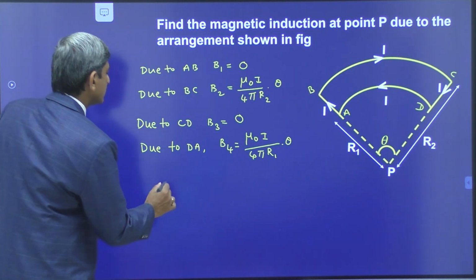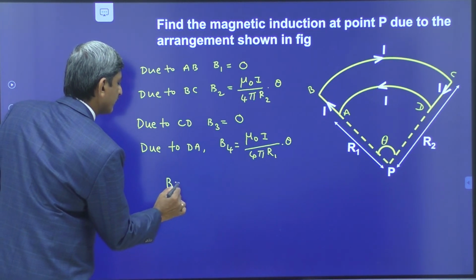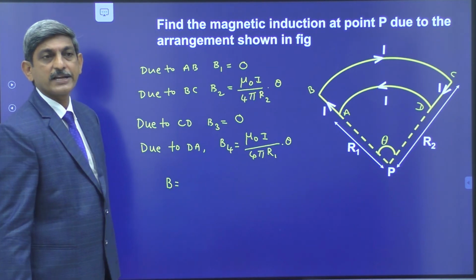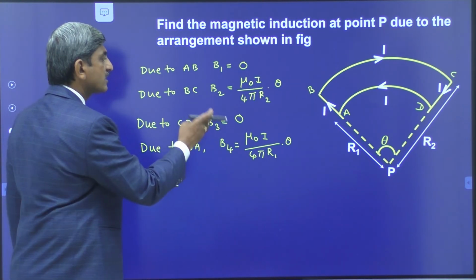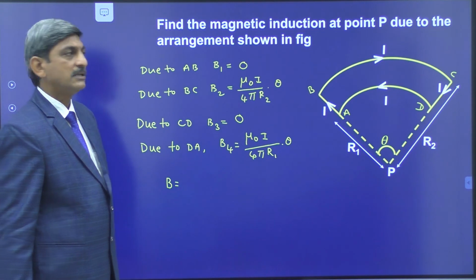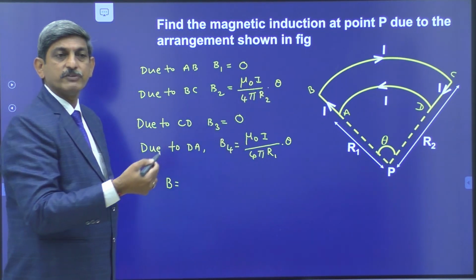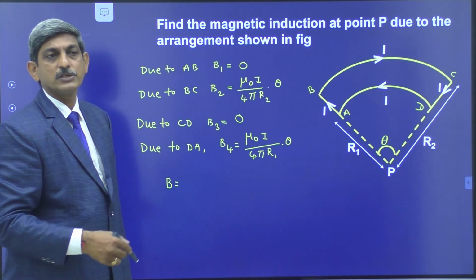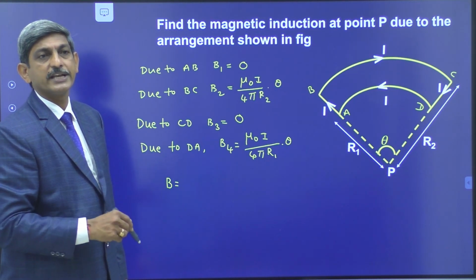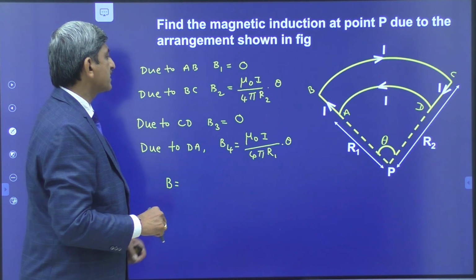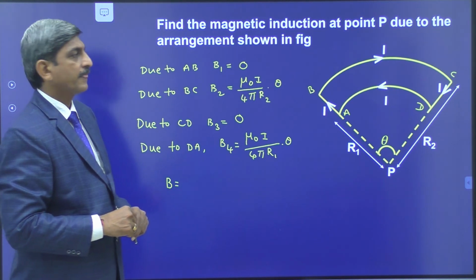Now, what is the resultant magnetic field? The resultant magnetic field is equal to the vector sum of the four fields. Of these four, two are zeros. That's why we just have to add the remaining two vector quantities. For that, we should know the directions. What is the direction of B2 and B4?